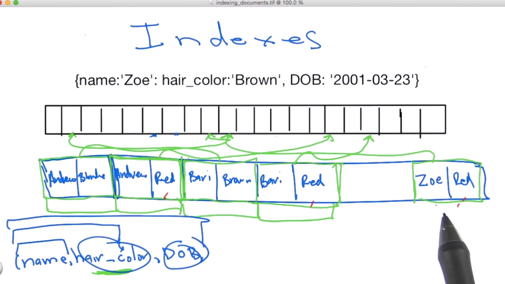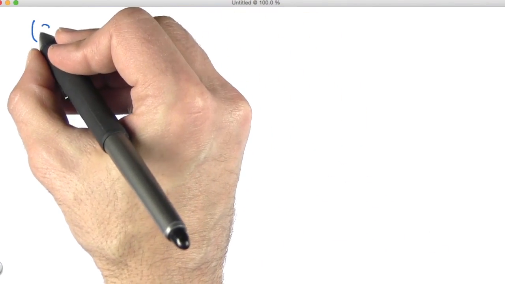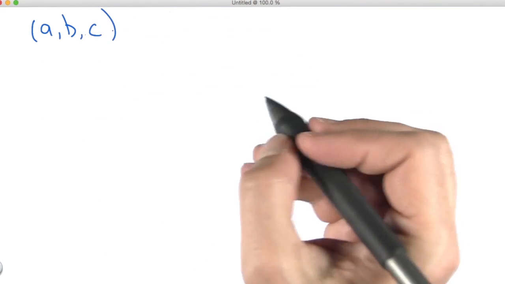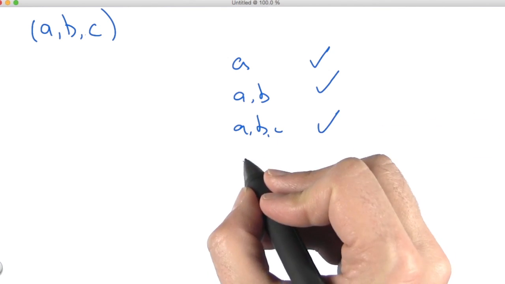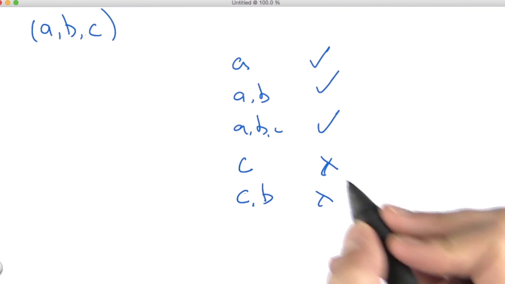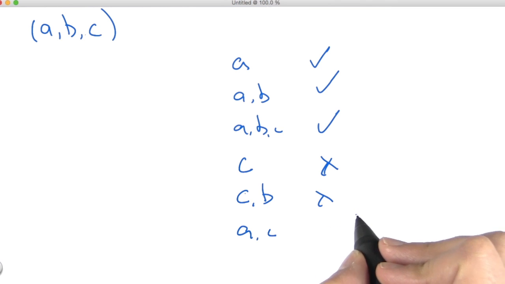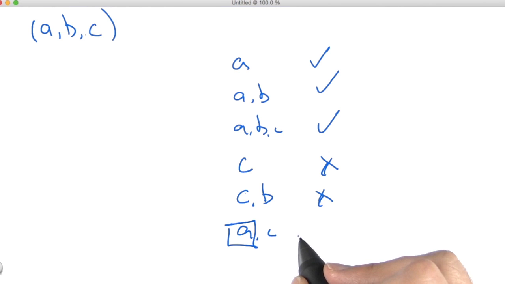So let me review what I just said. If you have an index, and indexes are going to be described this way when we talk about them, of A, B, and C, then you can search on A, you can search on A, B, you can search on A, B, C. C alone, no. C, comma B, no. And if you searched on, let's say, A, comma C, then it's sort of a partial yes, because it would use the index for the A portion and have to search through all of them on the C portion.